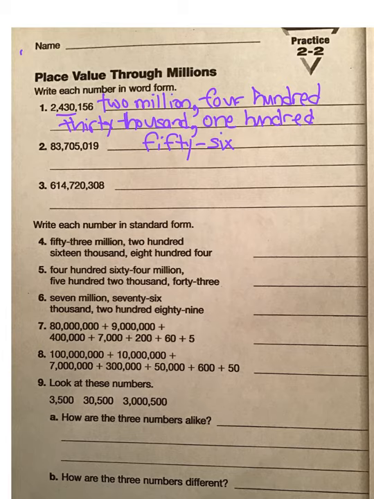So now we see our answer for this problem is 2,430,156. You will also notice that nowhere did I say the word and. Whenever you say the word and, it means to put a decimal point. This problem has no decimal point.